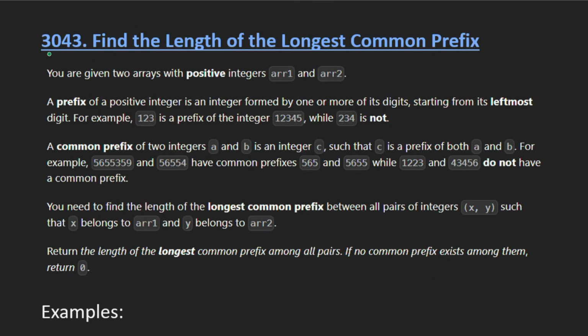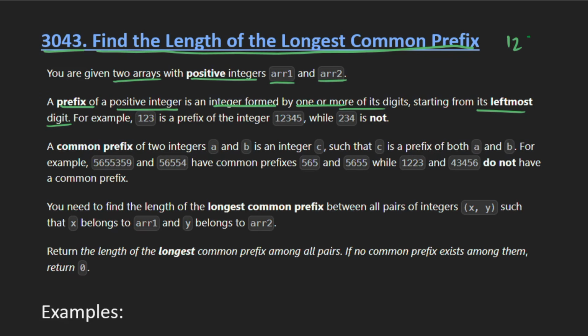So today's LeetCode question is LeetCode 3043, that is Find the Length of the Longest Common Prefix. Basically in this question we are given two arrays containing positive integers named array1 and array2, and it is given that a prefix of a positive integer is an integer formed by one or more of its digits, and those digits should be starting from its leftmost digit.